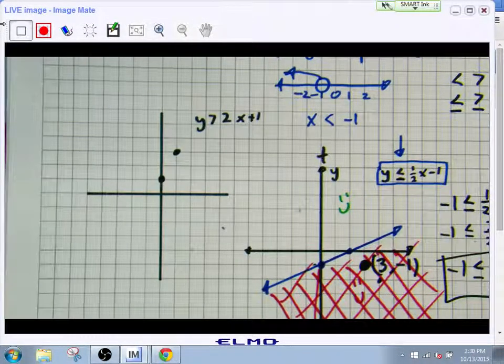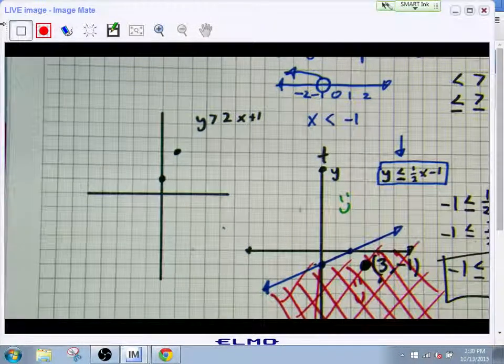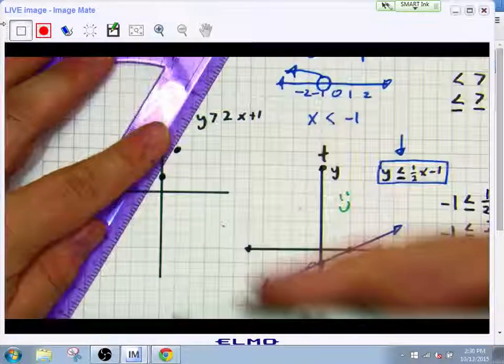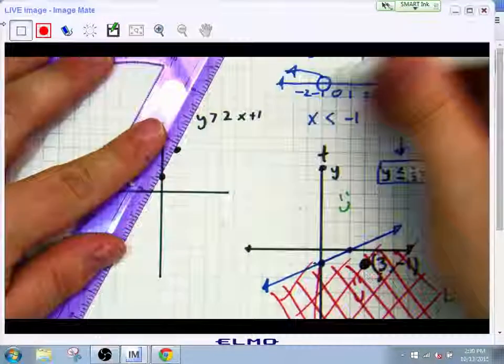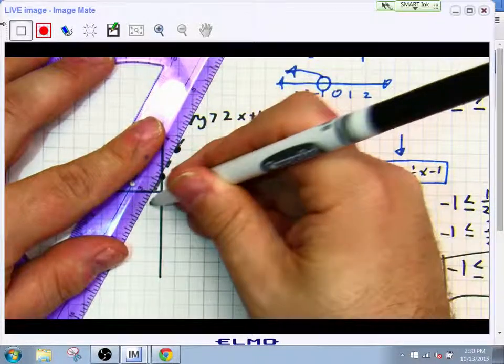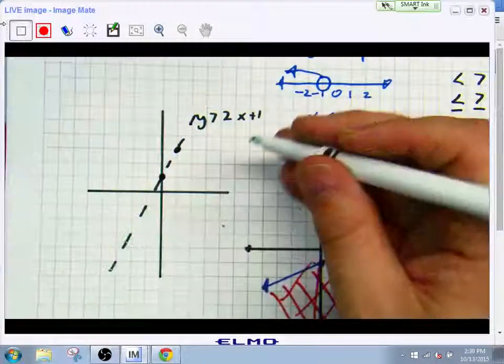This time, you see how this was solid? And when I graphed it, I made a solid line. Well, how do I make an open circle line? That doesn't make a whole lot of sense. What do you think I should do, Jeff? Make a dotted line. You know what? You're a mathematician. Because that's exactly what mathematicians do. To signify this, we make a dotted line. Just like that.